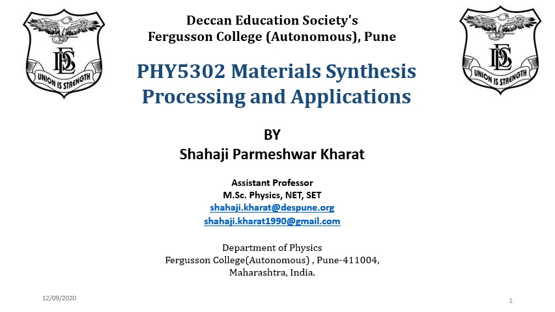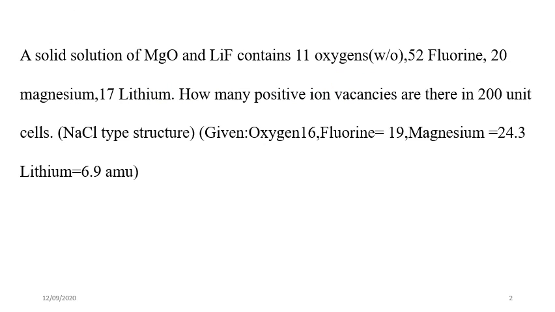Students, in this lecture we are going to see how vacancies are created because of substitution of different solids in one another, and how we can say these compounds are stable with respect to their charge. So in order to study that, we will study a problem where a solid solution of MgO and lithium fluoride contains 11 oxygens, 52 fluorine, 20 magnesium and 17 lithium ions. How many positive ion vacancies are there in 200 unit cells?